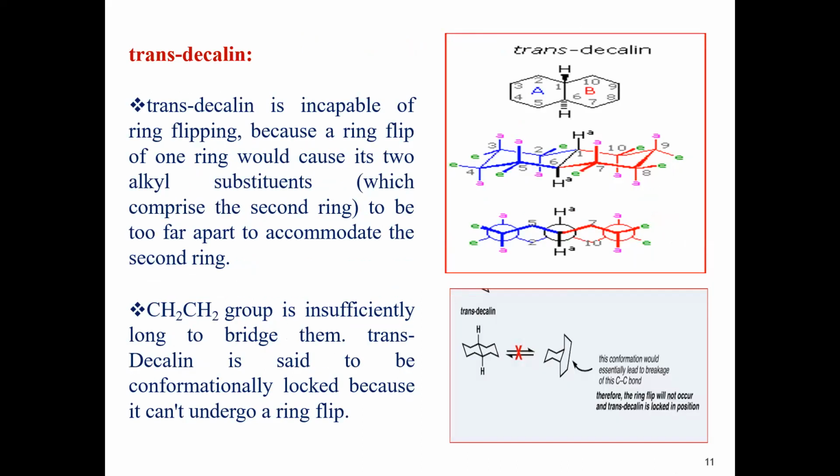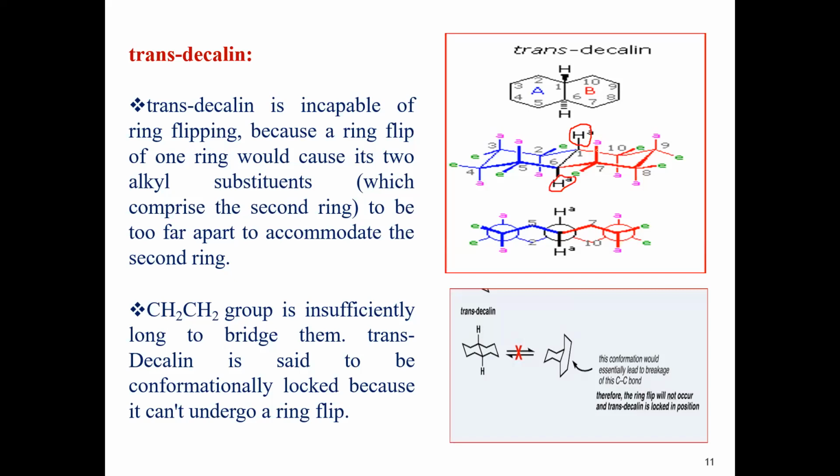In the case of trans decalin, it is incapable of ring flipping, because ring flipping of one ring would cause the two alkyl substituents, which can be accommodated in the second ring, to be too far apart for accommodation in the second ring. So in this case both hydrogen groups are axial.